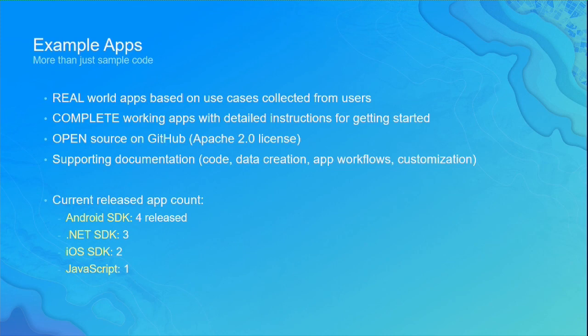What do we have right now? We have 4 apps that have been released for the Android SDK. We have 3 for .NET, 2 for iOS, 1 for JavaScript. And in development, we currently have 1 app for each of the mentioned SDKs, and we also have a Qt app that you may have seen this morning demoed by Carrie in the plenary.